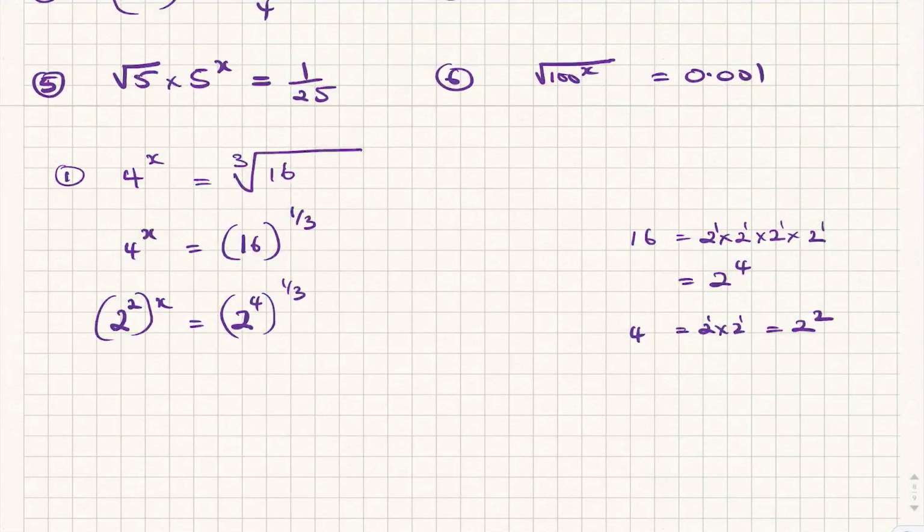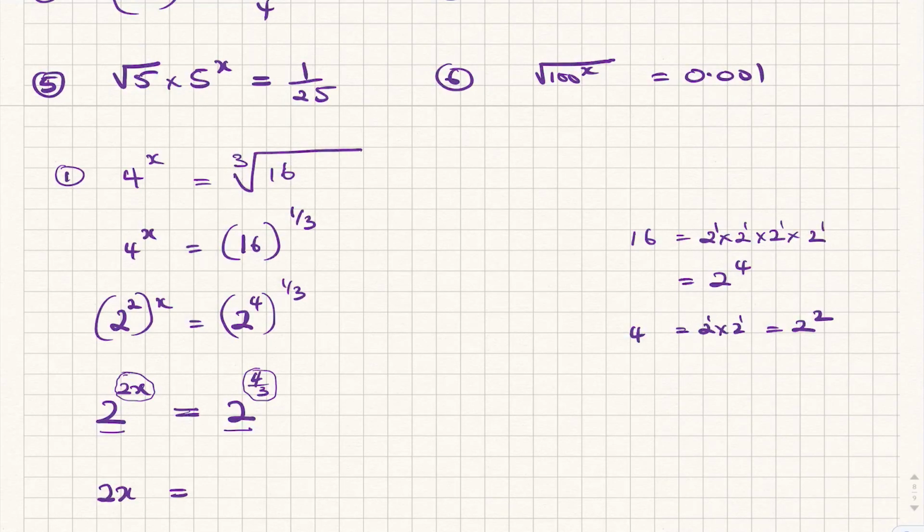Now we need to multiply the powers, right? So that would be 2 to the power of 2x equals 2 to the power of 4 times 1/3, which is 4/3, because 4 times 1 is 4 divided by 3. Now the powers will be equal if the bases are equal. The bases are equal, hence the powers will be equal. So 2x will be equal to 4/3, because the bases are the same and there's an equal sign between them.